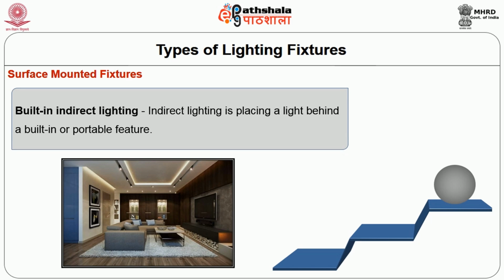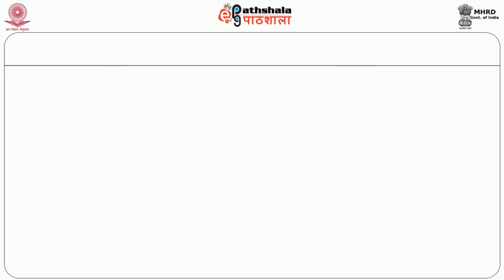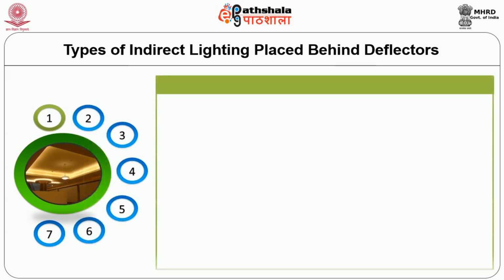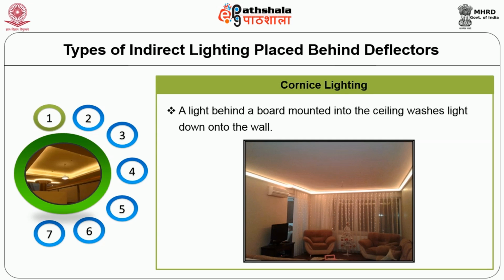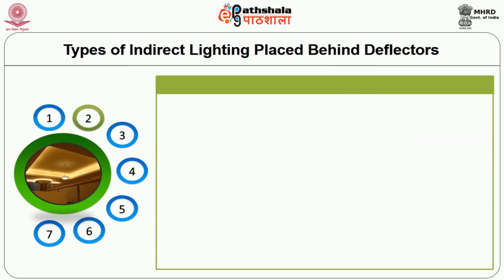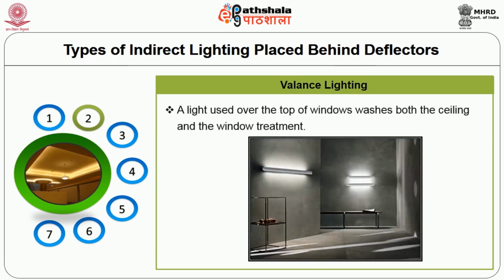Next one is built-in indirect lighting. Indirect lighting is placing a light behind a built-in or portable feature. The types of indirect lighting placed behind deflectors include the following. The first one is cornice lighting. A light behind a board mounted onto a ceiling washes light down onto the wall. Then valance lighting. A light used over the top of a window washes both the ceiling and window treatment.